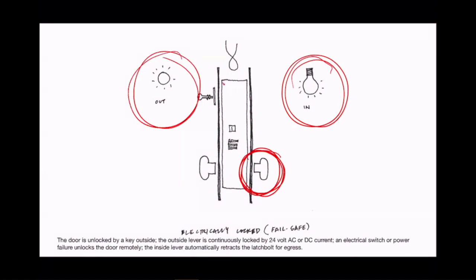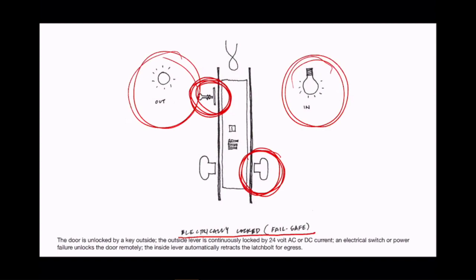From the outside, we can access the door either from a key, or again, there's a 24-volt AC or DC current, and somewhere there's an electrical switch for somebody to let you in or out. This particular flavor is called an electrically locked fail-safe. And the reason it's fail-safe is if the power goes out, you can still get in the building. In other words, the power is what's keeping it locked. When the power goes out, it becomes unlocked, and you can still get into the building.